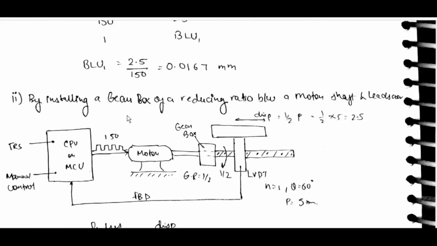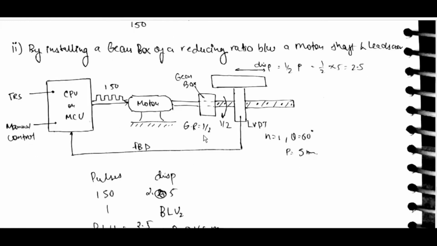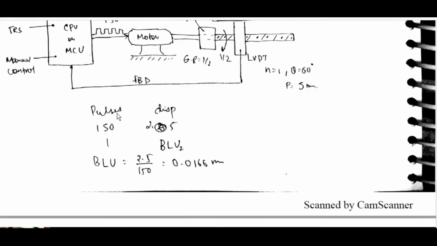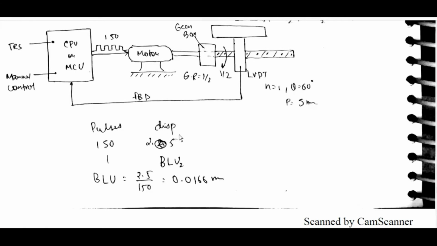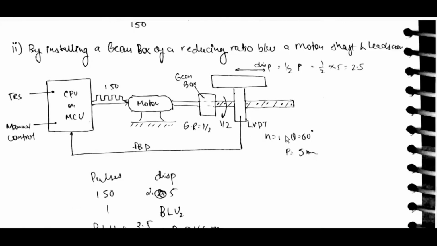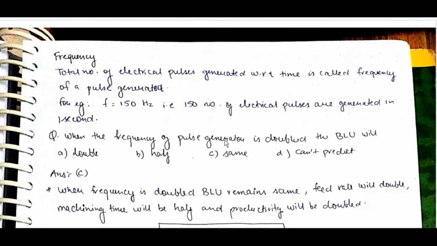Method two: change BLU by installing a gearbox of a reducing ratio between the motor shaft and lead screw. Between the motor shaft and lead screw, introduce a gearbox. Gear ratio is equal to half. Pulses, displacement 2.5. One pulse, BLU is equal to 2.5 by 150. That means pitch is 5, but displacement due to the gearbox will reduce this by 5 by 2.